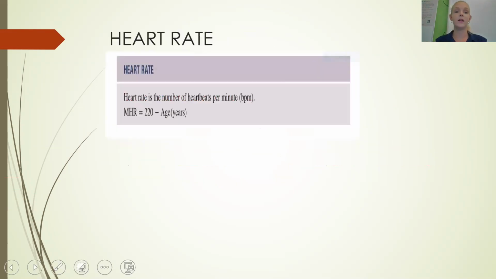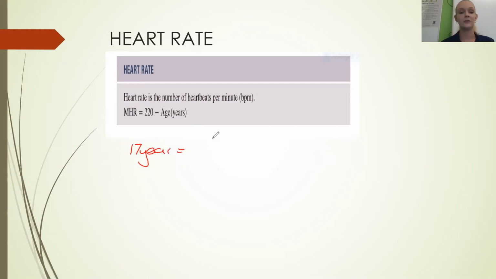So there's some important things you need to know about the heart rate: the maximum heart rate is 220 minus the age of the person in years. So if we are looking at our average 17-year-old student, a 17-year-old's maximum heart rate is given by 220 minus 17, which is 203. Therefore, a 17-year-old's heart rate should not exceed 203 beats per minute, and this is during maximum exercise.